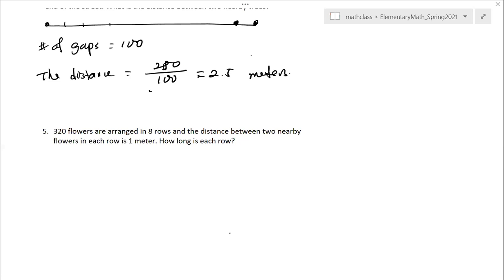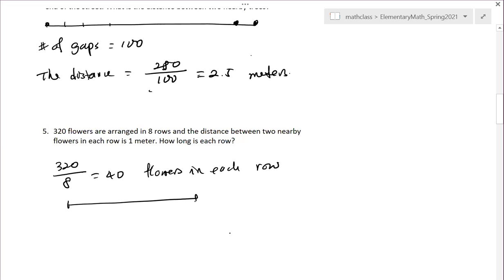First of all, you get the number of flowers. So 320 divided by 8 is going to be 40, so 40 flowers in each row. Then you just need to focus on one row. Because of 40 flowers, the number of the gaps in each row will be only 39.